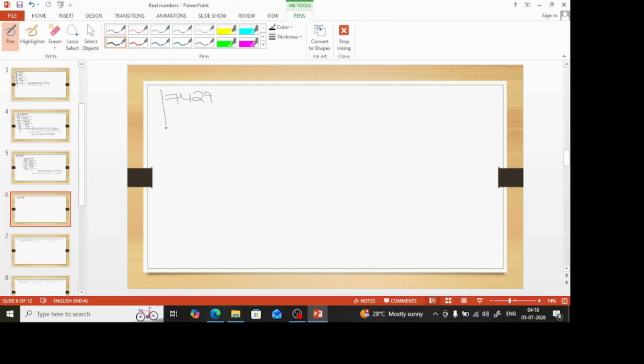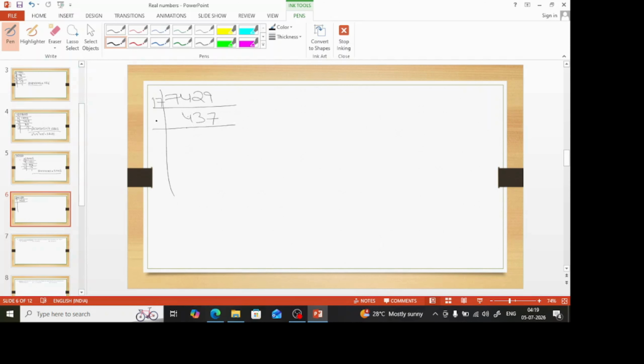This is 7429. Here we have to see by which number 7429 is divisible. In this one we have to try with 2, 3, 5, 7, 11. So we come to the conclusion that it is divisible by 17. If we divide 7429 we will get 437.